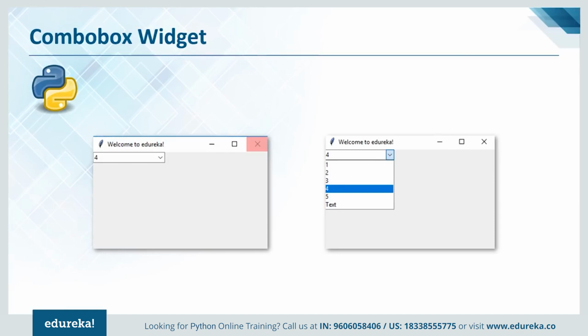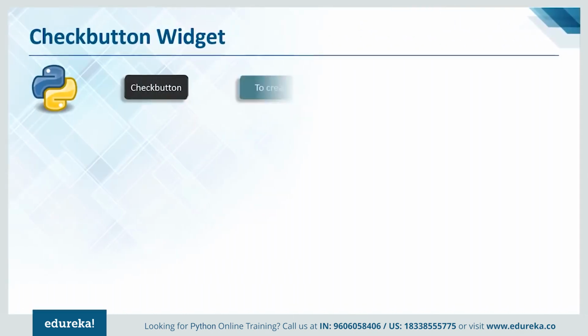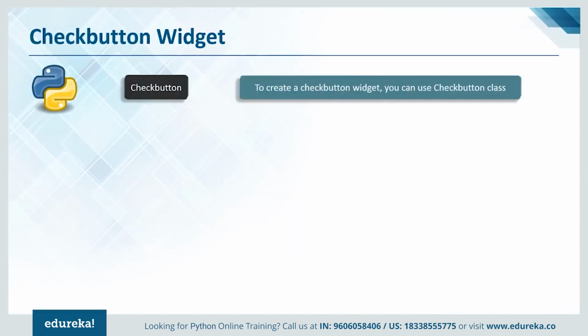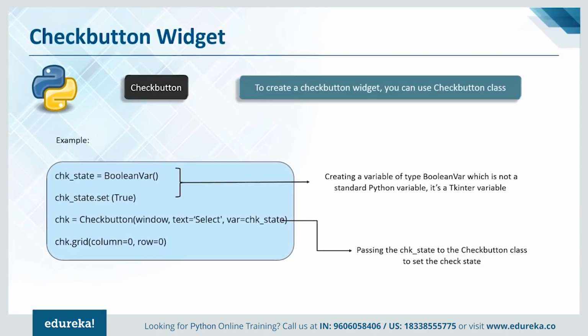Another easy widget, done. Next, this is a classy one, guys. This is the check button. It is widely used in almost all of the sites, right? We use the CheckButton class to create the widget. We start by creating a variable of the type BooleanVar. But this is not a Python standard variable, correct?